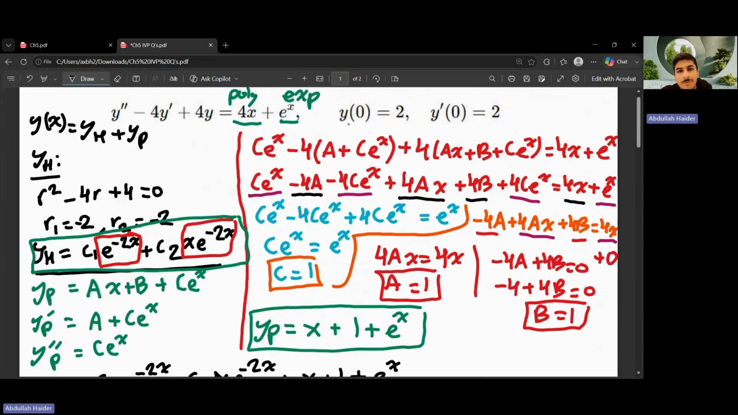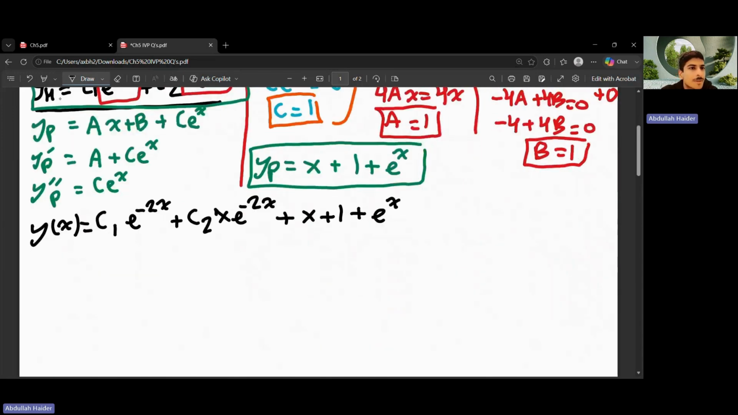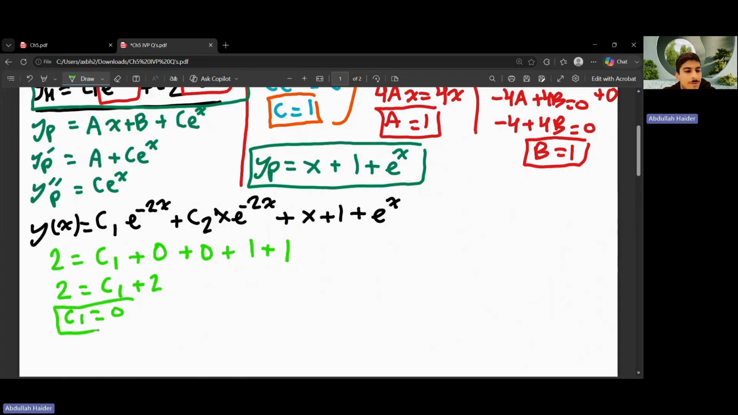So we have y of 0 is equal to 2. So 2 is equal to C1. Now if I substitute 0 here, this will be 1, plus this will automatically become 0 because there's an x multiplied, plus 0 again, plus 1, plus 1 again. e power 0 is equal to 1. So you will end up with 2 is equal to C1 plus 2. Basically, your C1 is 0. This is your C1.